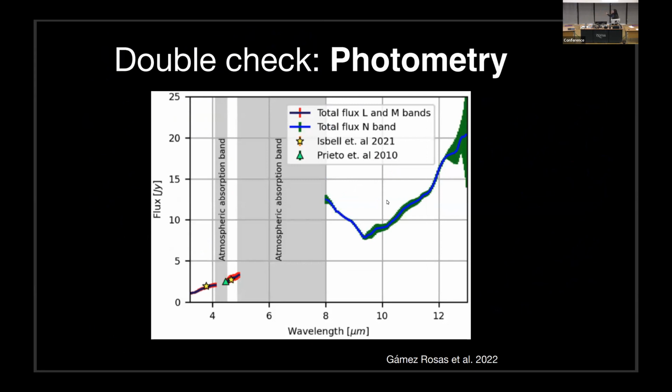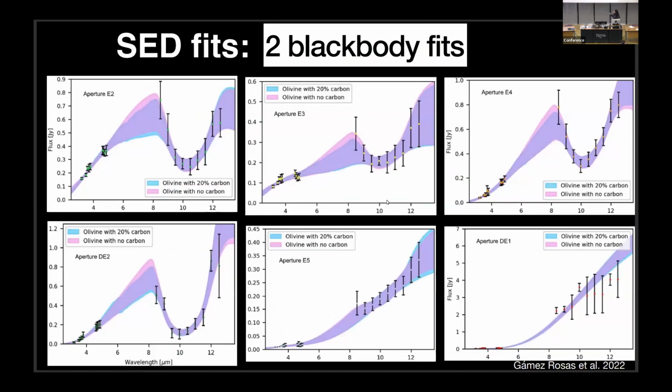One of the things that we did was compare our photometry with other previous observations in the L and M bands, and we found that it fitted nicely. So we were happy about that. We continued with the SED fitting. You can see here that for the apertures, we have very, very deep silicate features. And for some of them, you don't have almost any K-band flux or very little L and M band fluxes. So this is nice to see, because it seems that the cross identification that we made was working well.